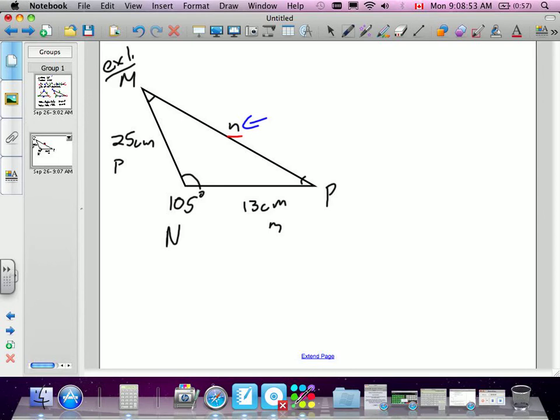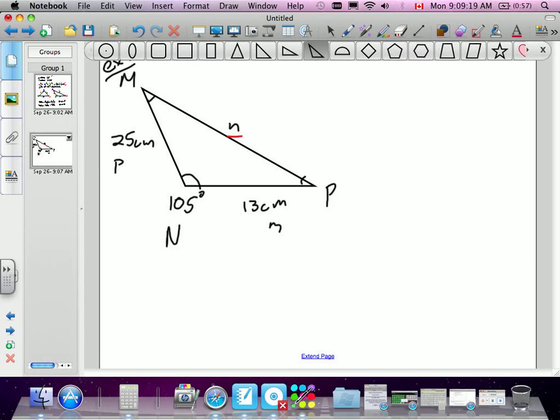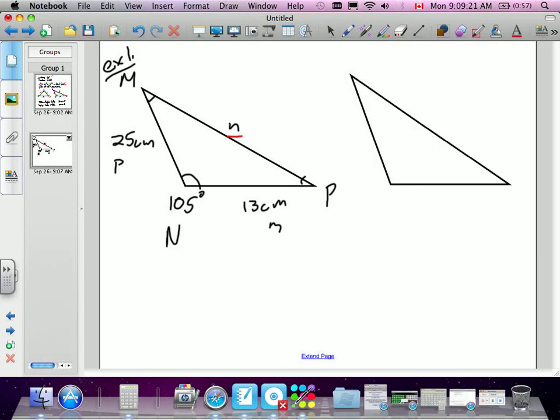The only problem is when we did cosine law, we used what variables? Anyone remember the three variables in it? They're the first three letters of the alphabet. A, B, C. Okay, so we have A, B, C. So what that means is I'm actually going to rename this triangle. We're going to try to keep everything the same, but instead of calling it M, N, and P, we're going to call it ABC.